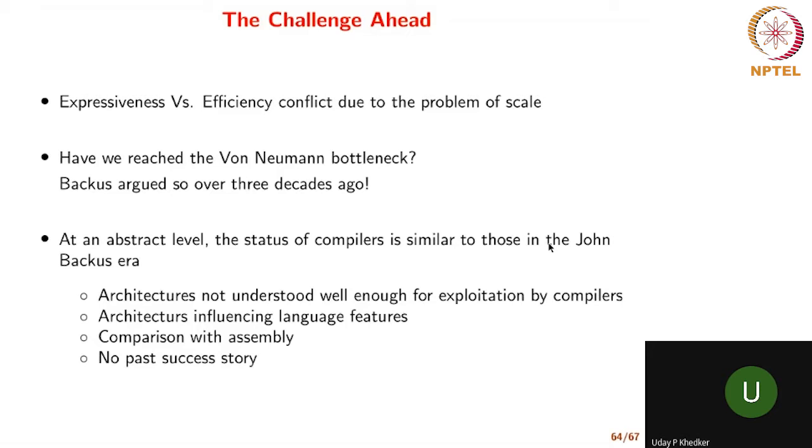And here's the interesting thing. At an abstract level, the status of compilers is similar to those in the John Backus era. Architectures are not understood well enough for exploitation by compilers. I gave you an example of relaxed memory consistency, and architecture influencing language features. This is exactly what happened in John Backus' time.